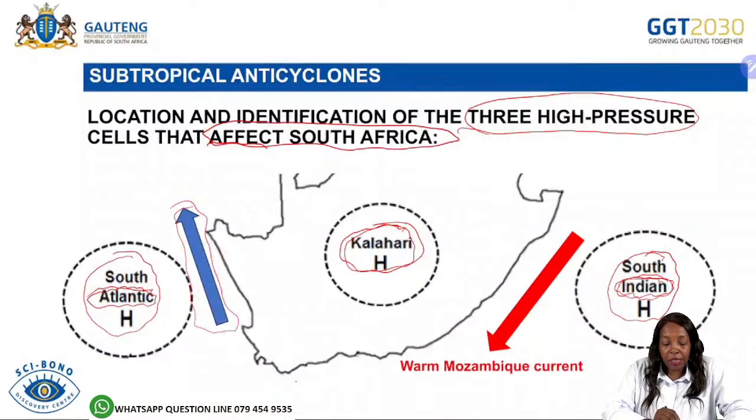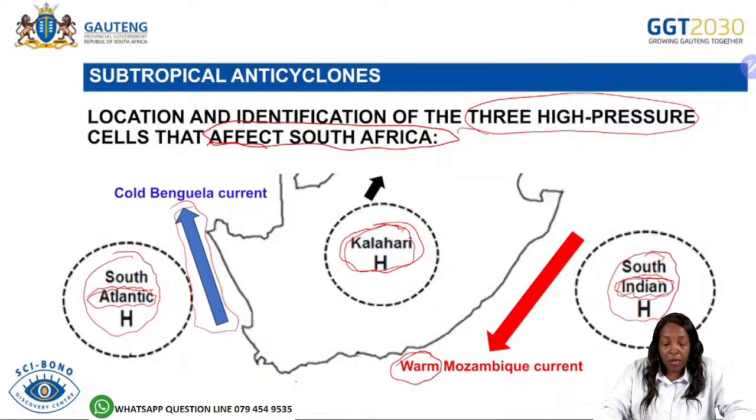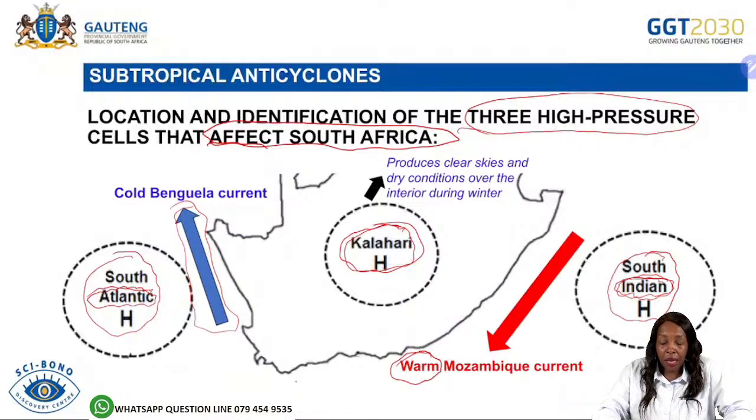And then which ocean currents am I referring to? Onto this side, we have the red, which indicates that these ocean currents are warmer. So what are they? They are warm Mozambique currents. And how do these influence the development of the 2 high pressure cells alongside the east and the west coast? So on the west, we can identify the cold currents there, which are the cold Benguela currents. And then in the interior, we have the Kalahari high pressure.